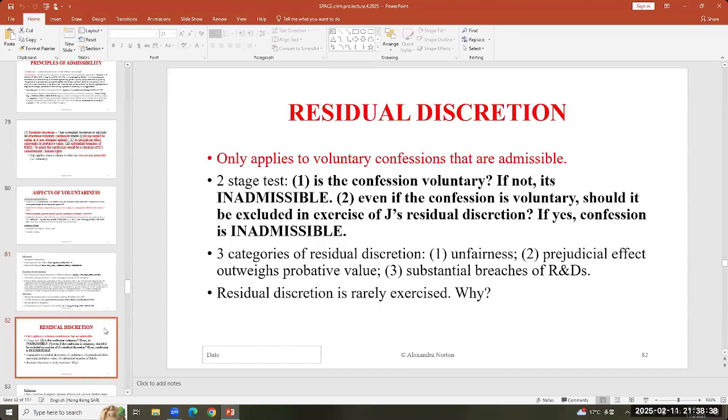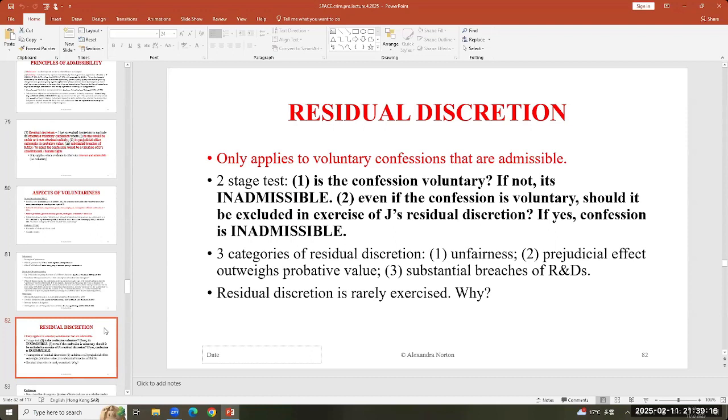Residual discretion in the context of a confession is like stage 2. If the confession is ruled to be voluntary and admissible, there is still the possibility for it to be excluded in the exercise of the judge's residual discretion. But it's rare for it to be exercised in the context of a voluntary confession. Because if the confession has already been found to be voluntary, then the court will say, well, if the conduct complained about was really that bad, it should have rendered the confession inadmissible. So therefore, it's rare to exercise the residual discretion.